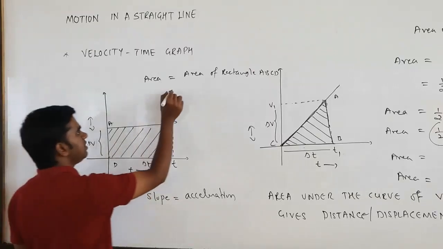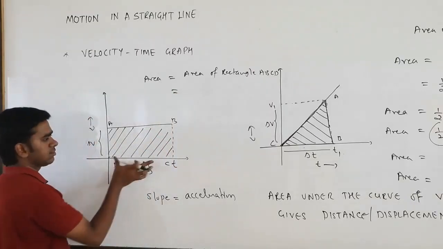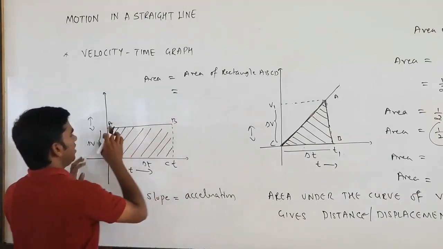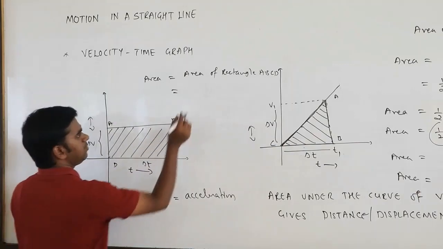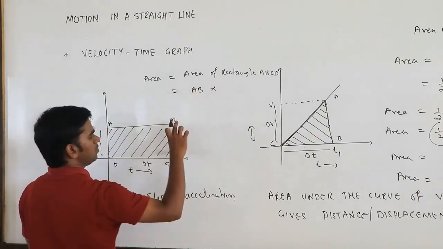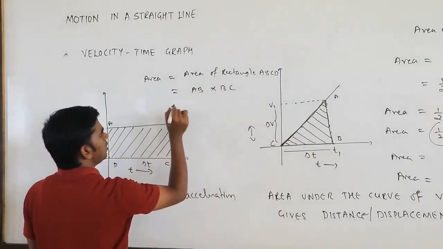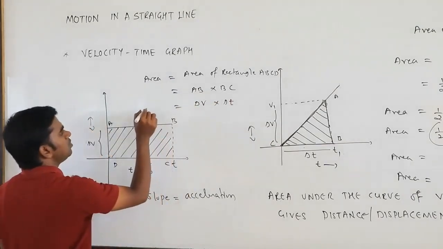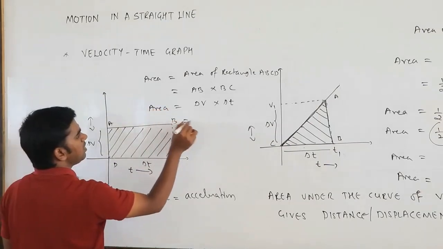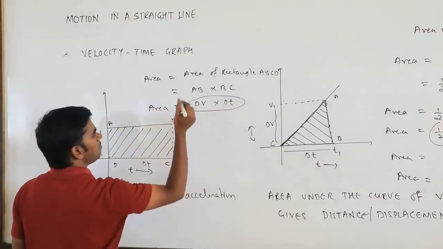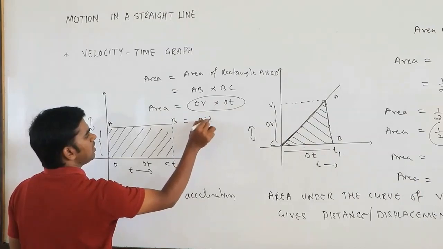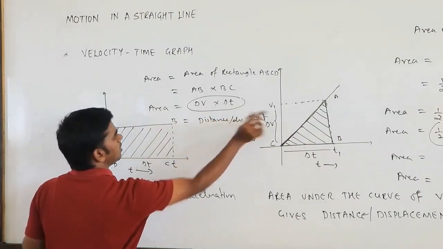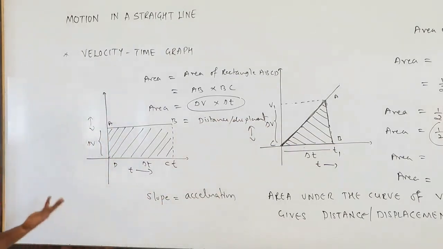So the area of rectangle ABCD is what? Length into breadth. You can take either AB or CD; AB into, I will take BC. So this is velocity, this is time. That will give you the area. So again the area is V into T, which will give you again distance or displacement. Okay, so this is how we can calculate.